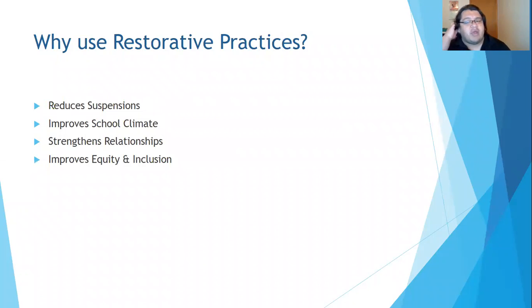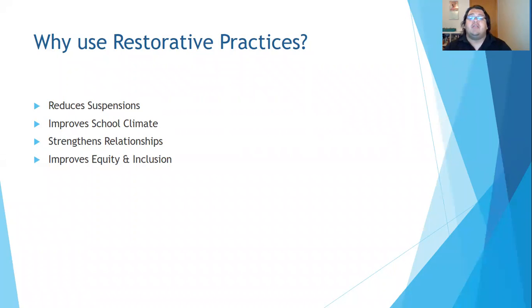Why use restorative practices, you may ask, right? It's to reduce suspensions, to improve school climate, strengthen relationships, and to improve equity and inclusion. With restorative practices, we try to reduce suspensions. We want to learn why the student is having issues, what issues they're having, and whether we are able to come to an agreement to help the student stop the unacceptable behavior, right?